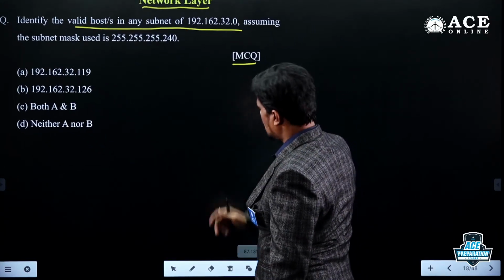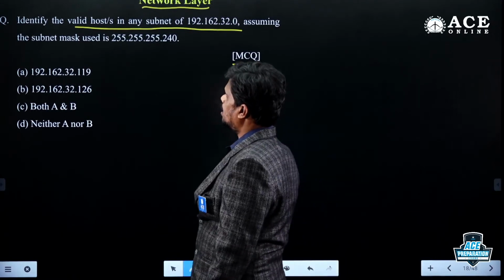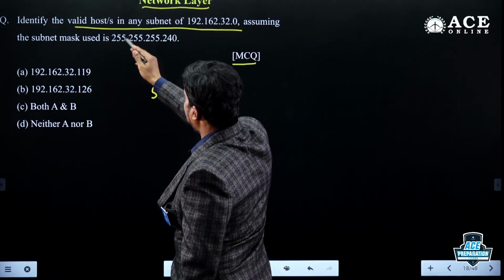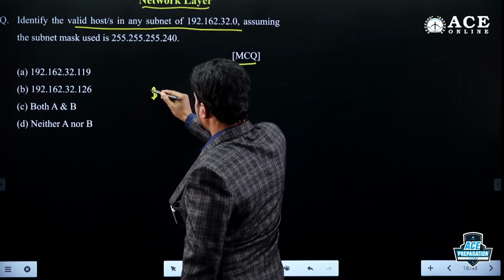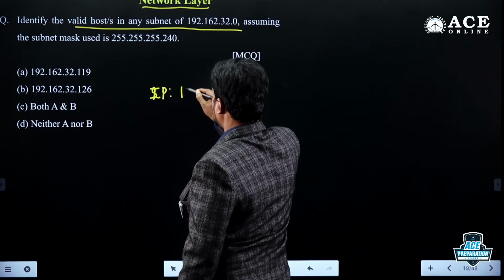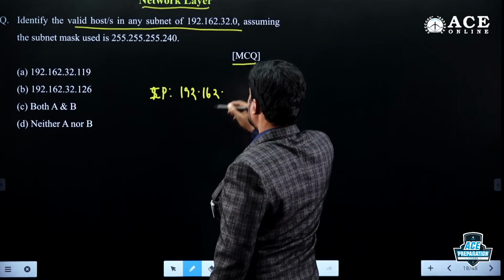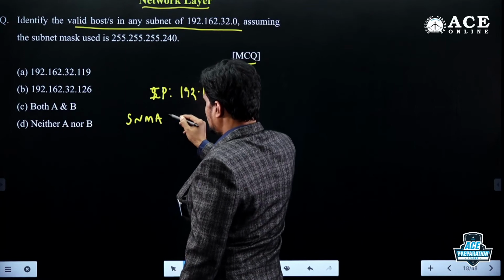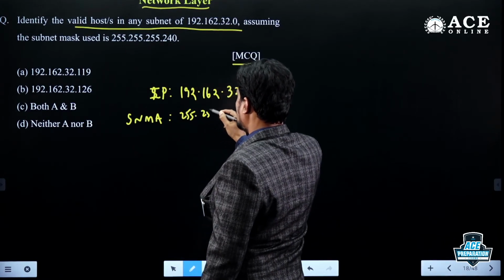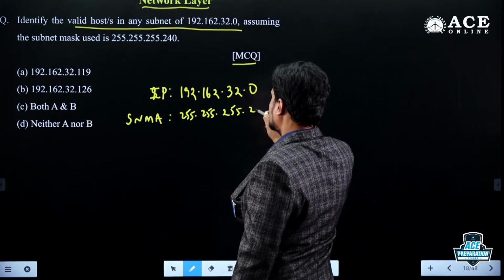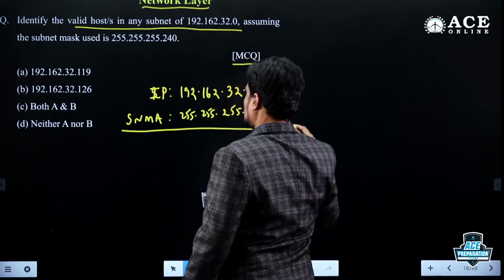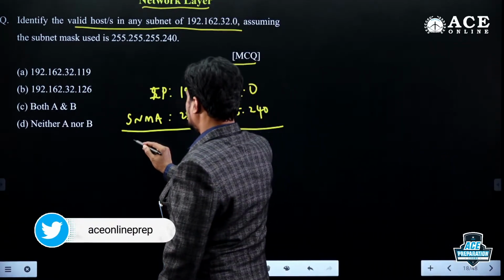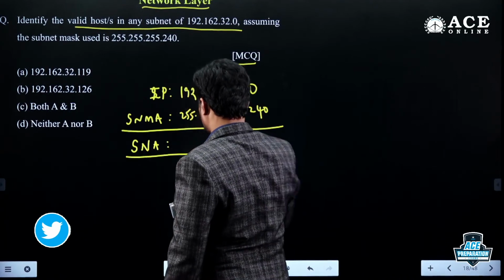So look here, what is the subnet address? Identify the valid host in any subnet of this. So let's say an IP address is given. What is the IP address here? 192.162.32.0. And the subnet mask address is given. What is the subnet mask address? It is 255.255.255.240. So when I have an IP address and subnet mask address in the question, what can I calculate? I can calculate the subnetwork address. So now the subnetwork address is equal to what?